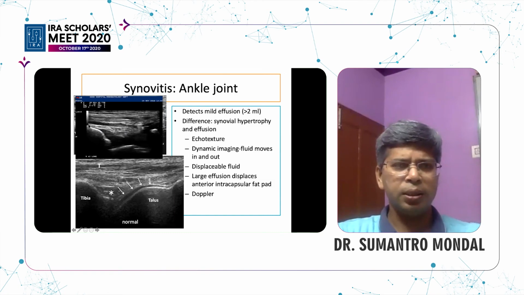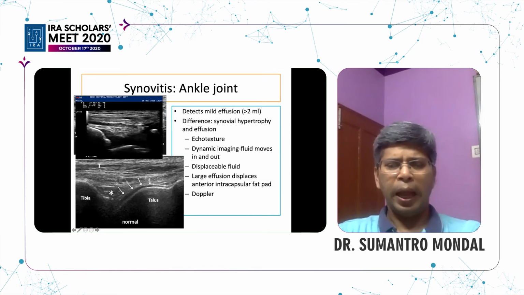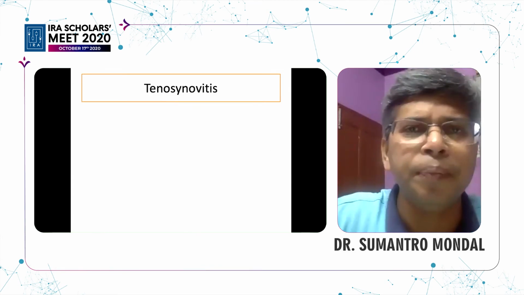Another picture. This is the lower end of the tibia. This is the talus, and then you have got the effusion here. So ankle effusion is a bit easy to see with ultrasonography.